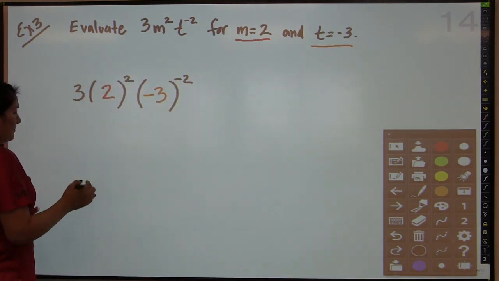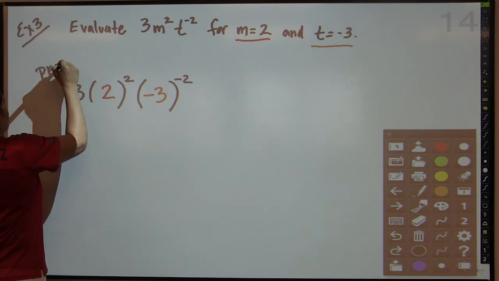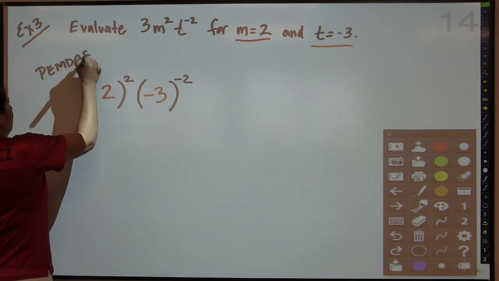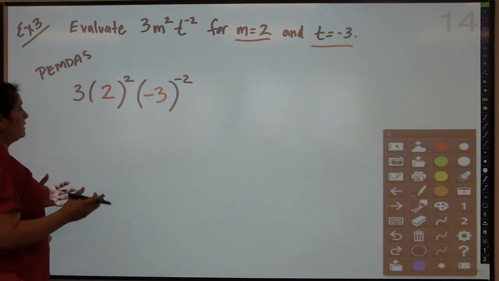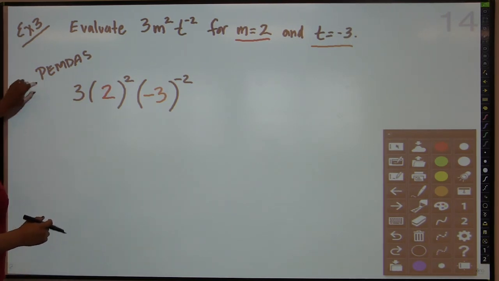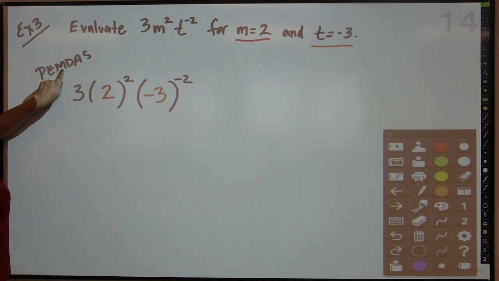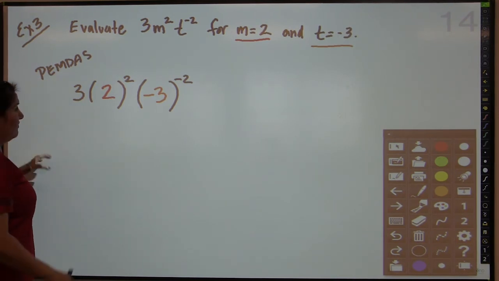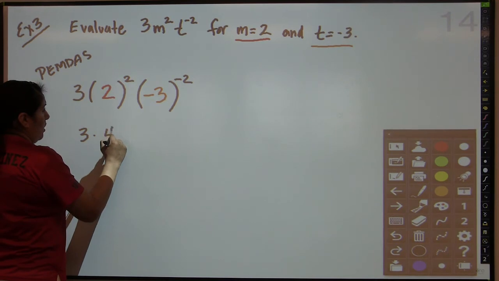PEMDAS tells us to do exponents first. So a lot of you might be tempted to multiply 3 times 2 and get 6, and then square it and get 36. And that is not how you do it, because multiplication, which is 3 times 2, comes after E. E is exponent, so you want to do the exponents first. So I'm going to go 3 times 2 squared, which is 4.